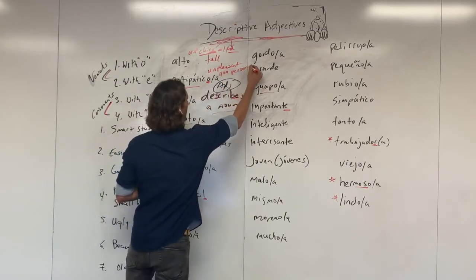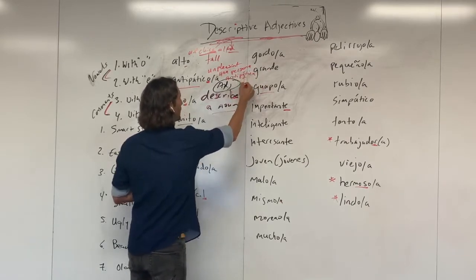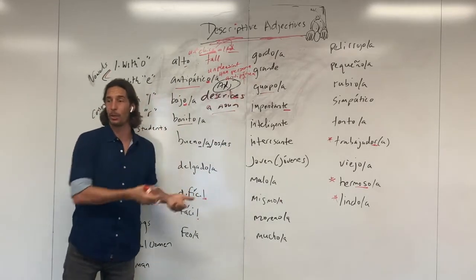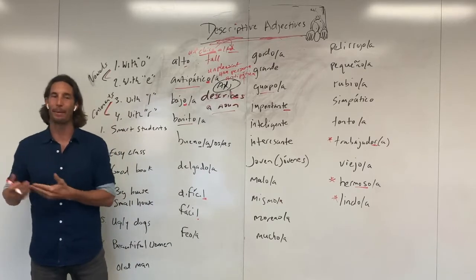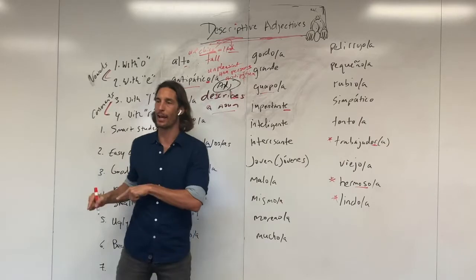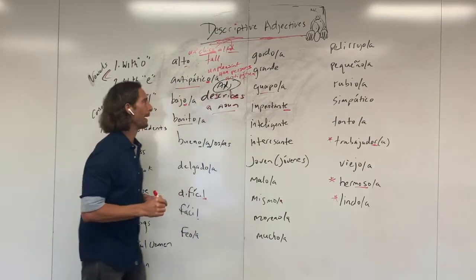So we'll say una persona antipática. We'll hit that accent right there. And so that's how that would look. We're saying an unpleasant person, una persona antipática. Because persona is a feminine singular noun, antipático has to agree with that, and that's what we do: antipática.